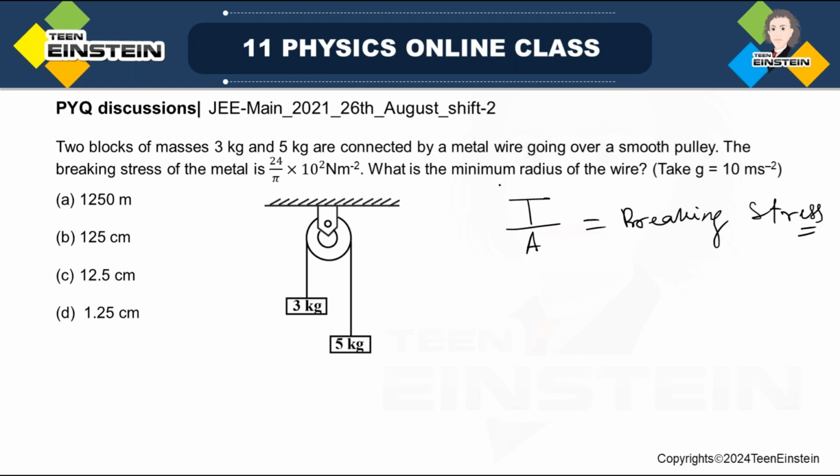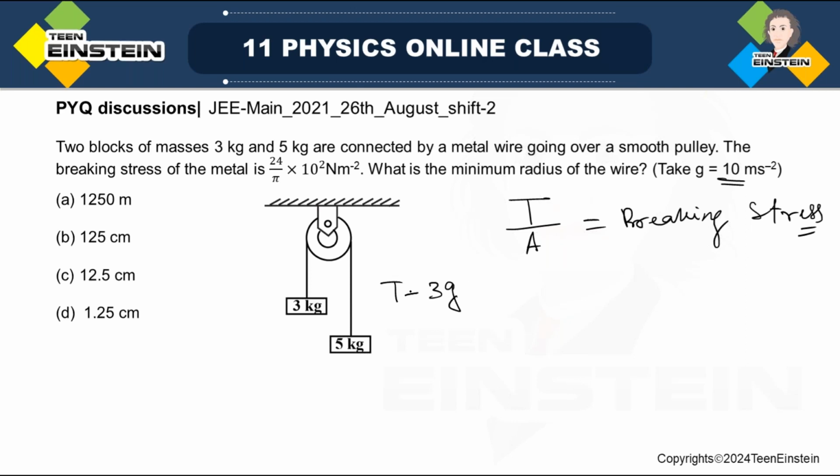What is the minimum radius of the wire? If this is the limiting breaking stress, then what will be the minimum radius to have this mass pulley system? For this case, as I said, you have to find out the tension in the string. So how do I write down the equation of motion? I can write 3 into g. You can take g as 10, but let me write g alone for the time being, 3g.